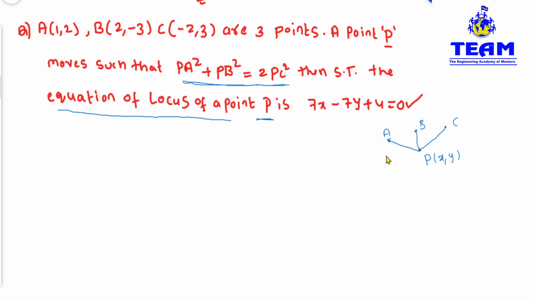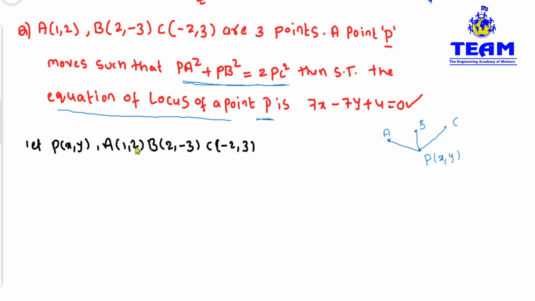Okay friends, now we will solve this problem. See, first what are the givens: the A, B, C values. Let P be a point on the xy plane, that is P(x, y), and A is (1, 2), B is the point (2, -3), C is the point (-2, 3). Okay friends, now what you have to prove? P moves such that PA square plus PB square is equal to 2PC square. So you need to find PA square, PB square, PC square also.